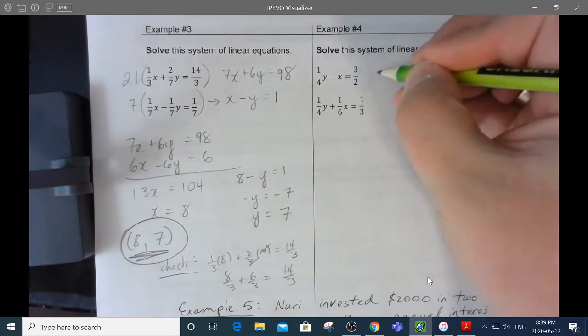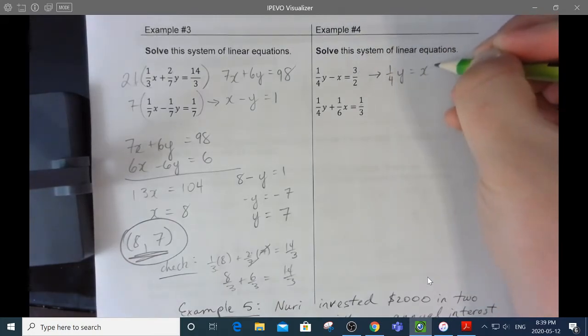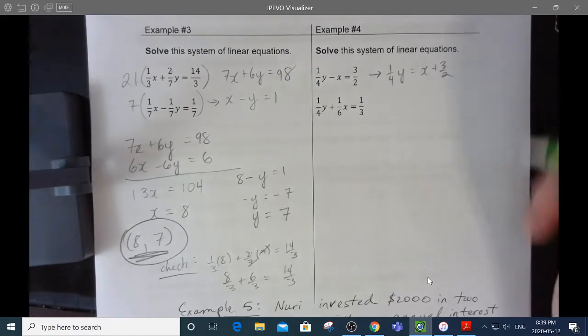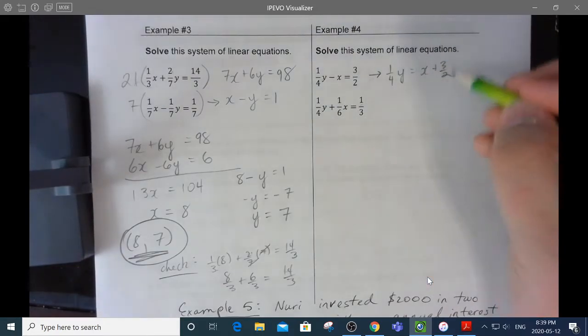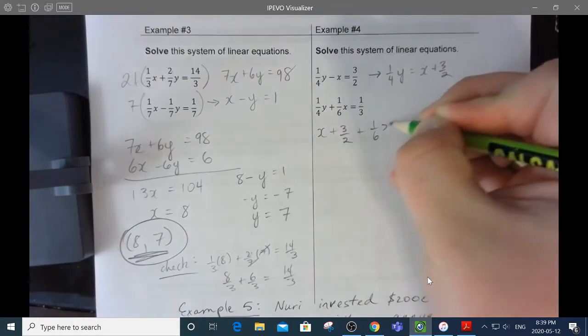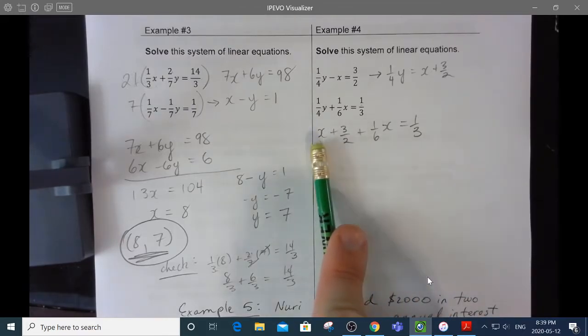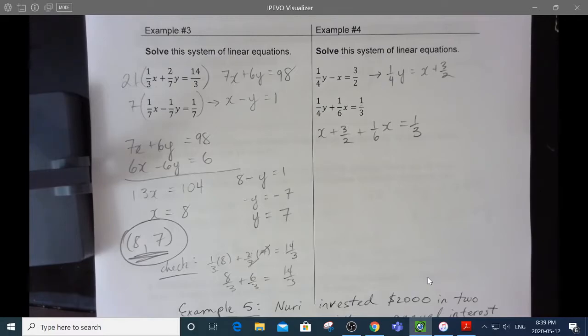I think I'll add x to both sides of this equation, so that 1/4 y is equal to x plus 3/2. Then I'm going to replace this 1/4 y with x plus 3/2. And then there we go. Now I'll get rid of the fractions. What one number could I times all 4 of these things by, and it would eliminate all 3 of those denominators? Well, in other words, what's the lowest common denominator of 2, 3, and 6? The right answer is 6.